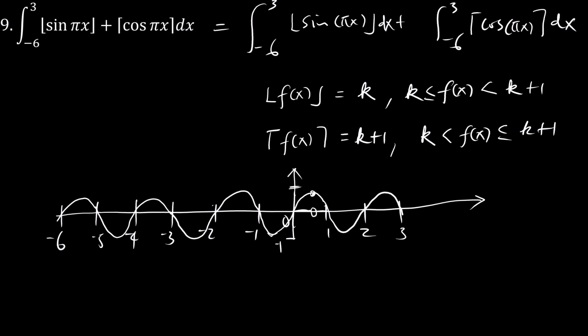Now at this point here it is 0 here, but here we have it's -1 until it's there, and then here it's going to be 0 until we have 1 at this point, and then back to 0.